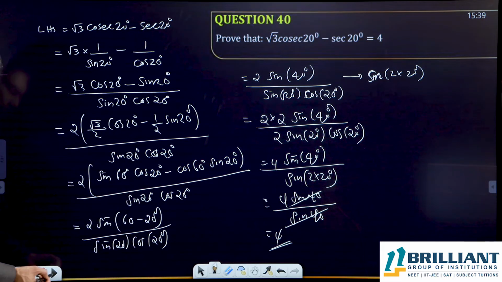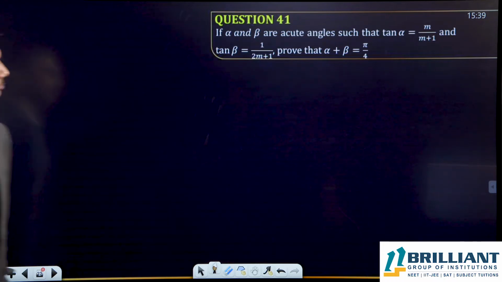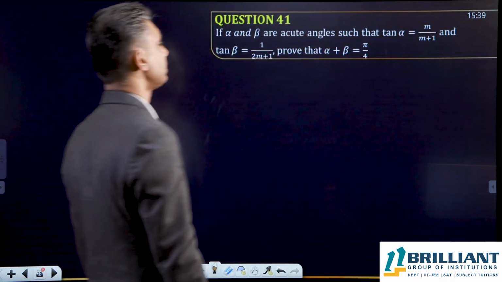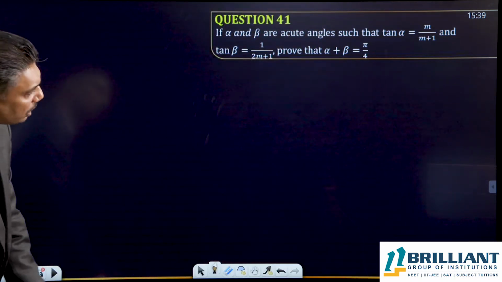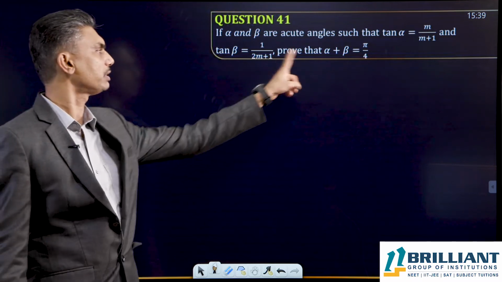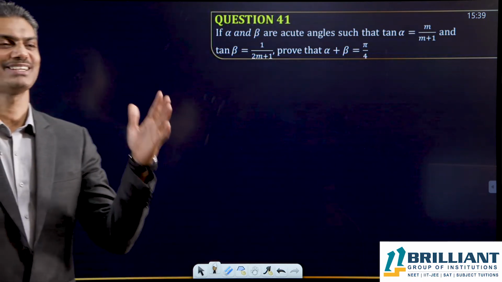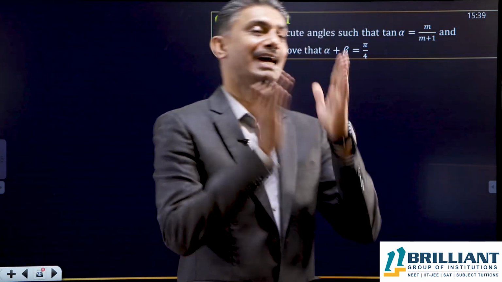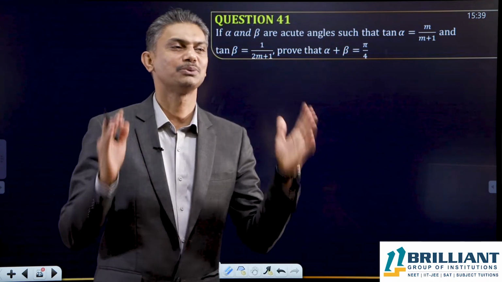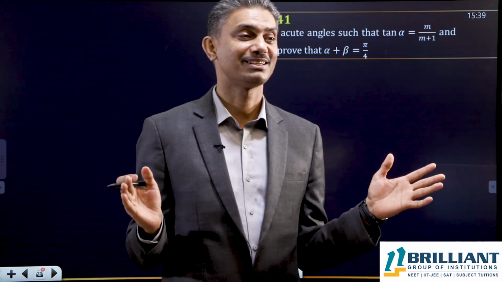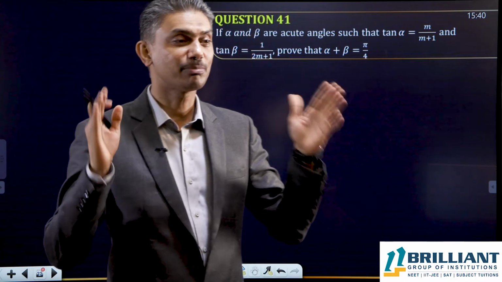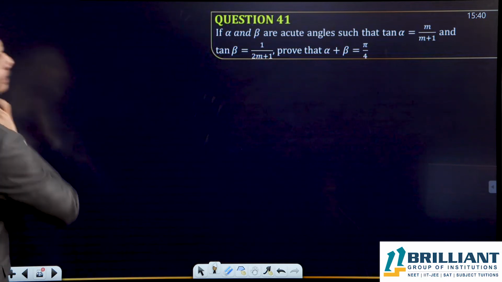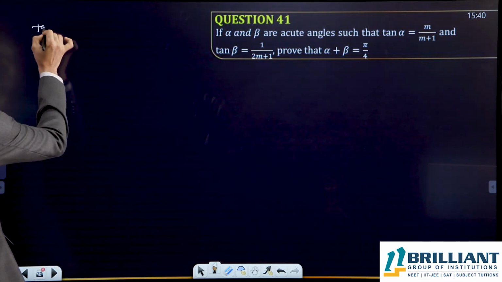So, let us go for the next question. If alpha and beta are acute angle, tan alpha is equal to m by m plus 1 and tan beta equal to 1 by 2m plus 1. Prove that alpha plus beta is equal to pi by 4. If you want to prove alpha plus beta equal to pi by 4 and the given expression are tan, you just prove that tan alpha plus beta is equal to 1. If tan alpha plus beta equal to 1, you can write alpha plus beta should be pi by 4. So, let us see tan of alpha plus beta.